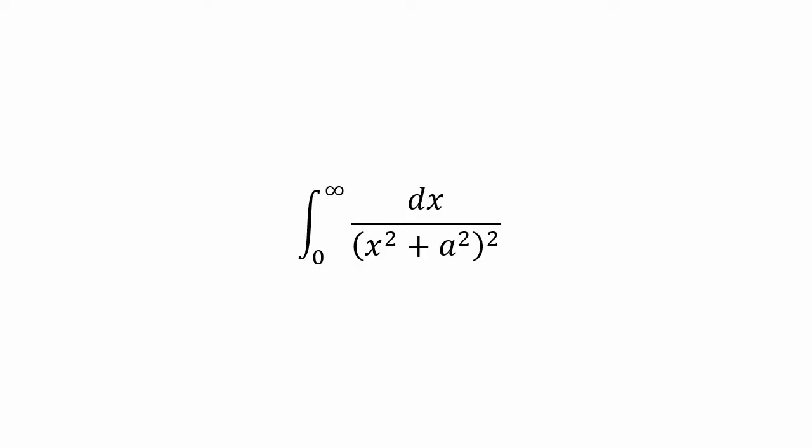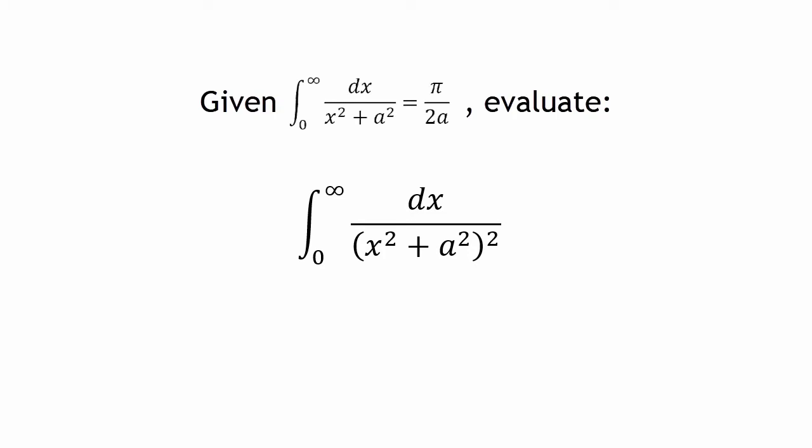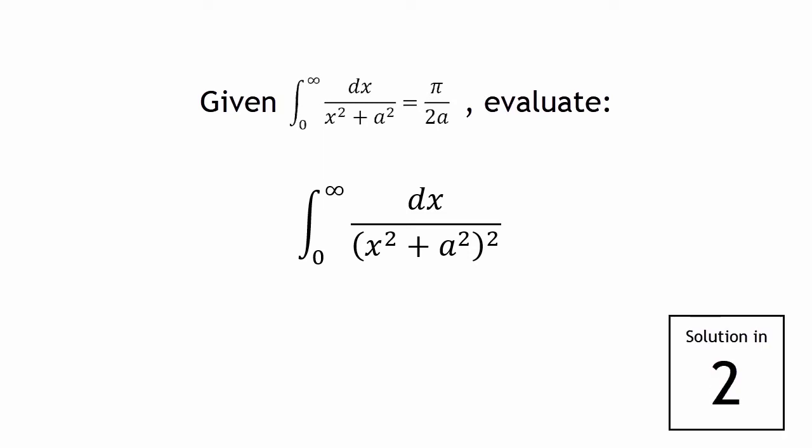But what's a lot more interesting is this integral. I want you to find this integral, given that you know the answer to the previous integral I have shown you. What is the integral of 1 over x squared plus a squared, squared, from 0 to infinity? So have a think about it for a bit. You think you have an answer? Let's take a look at the answer.